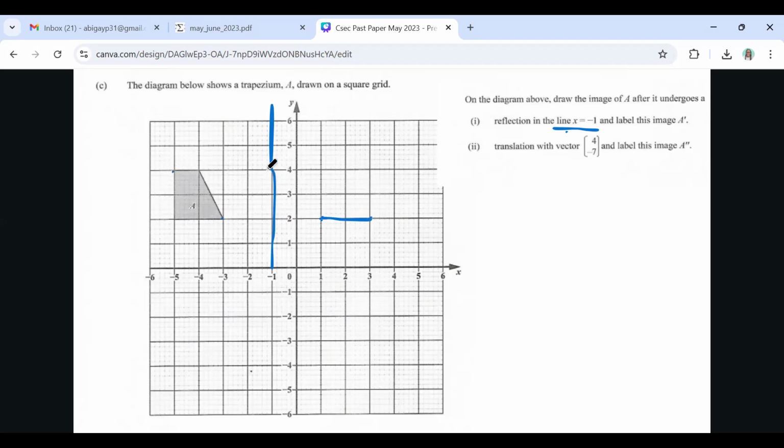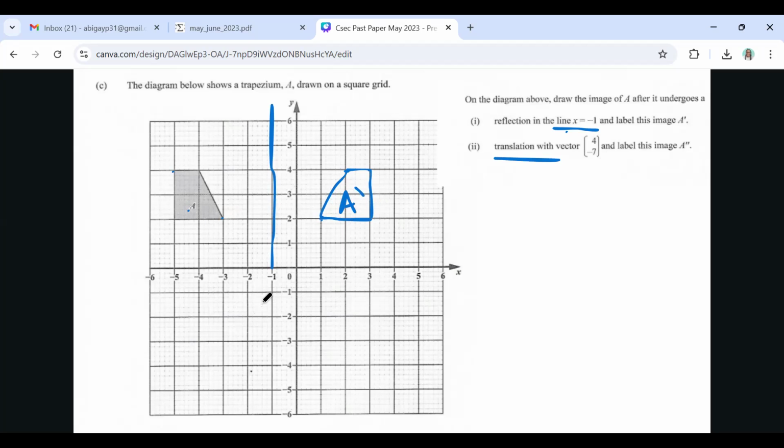And then this point is about 4, so it's going to be up here, 4 again. And this one is about 1, 2, 3 spaces away from the line. So I draw my line here, go down, draw my image. And as you can see, it flipped. It did not move across, it just flipped. And this is A, so I label it A prime. That is my image. So we're going to go down to translation now.